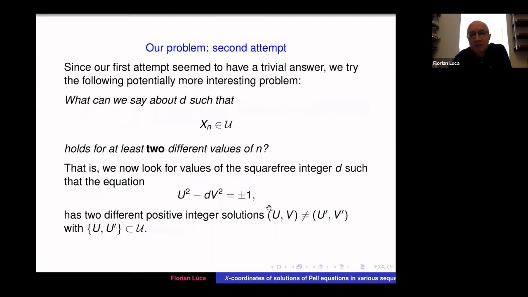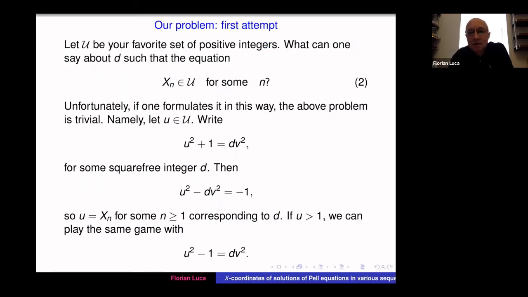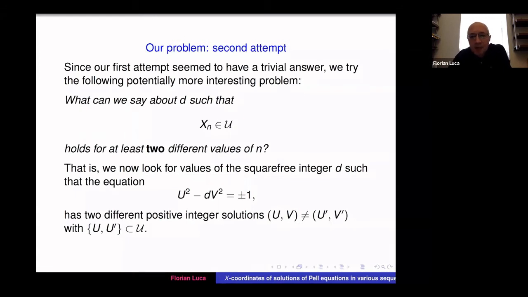So this first attempt somehow failed in the sense that the problem is trivial if you ask it in that way. So let's make it more interesting. We mathematicians, if something is trivial, then you can repeat it. So let's repeat it. What can we say about numbers D such that X sub n is a member of your favorite set U for at least two different values of n?